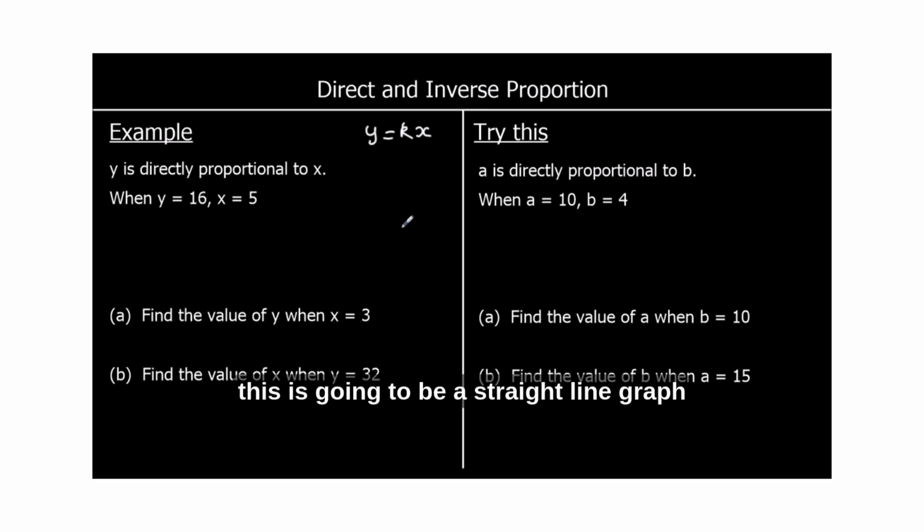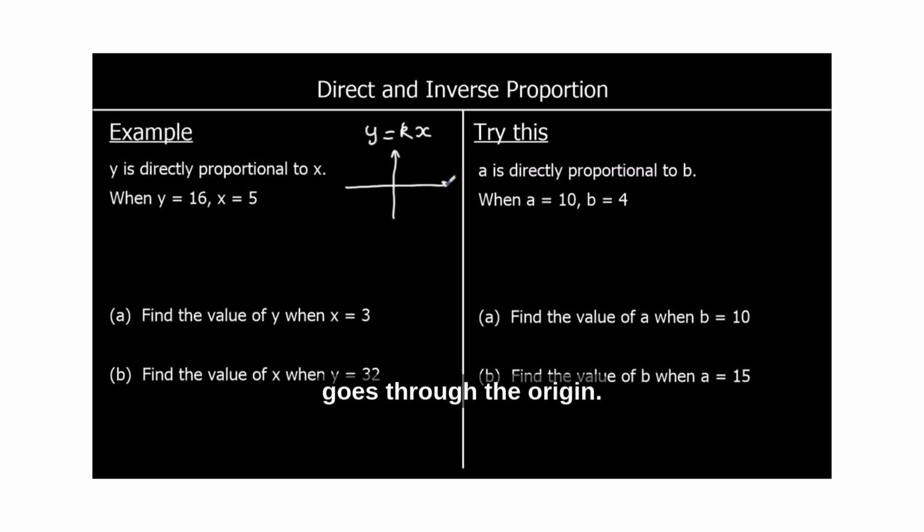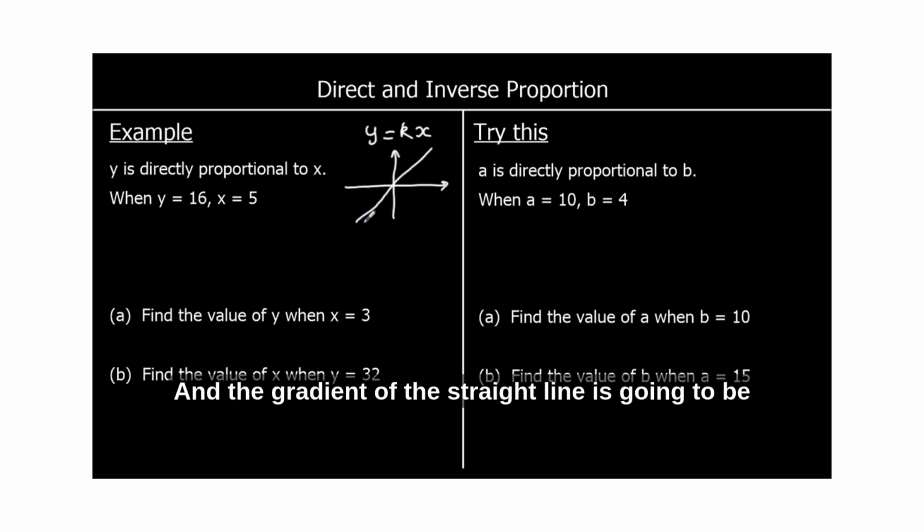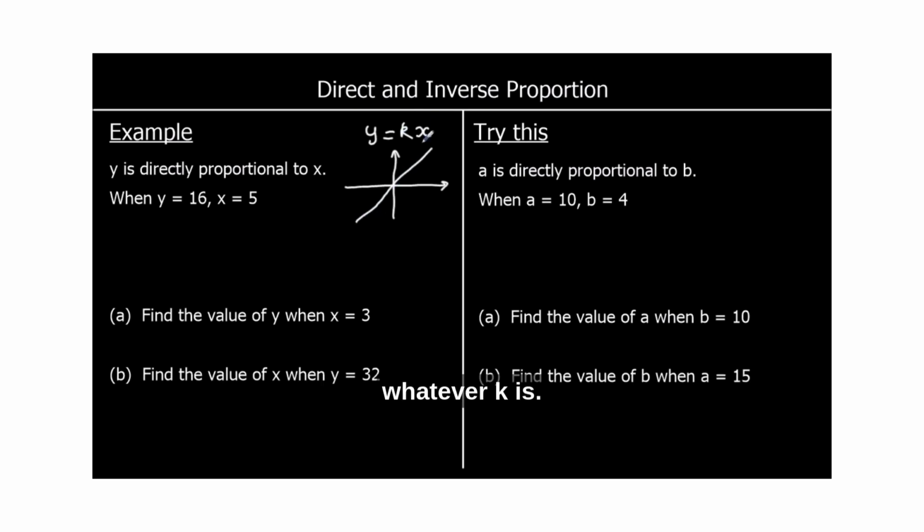On a graph, this is going to be a straight line graph that goes through the origin. So it's got no plus c, no y-intercept. It goes through 0, 0. And the gradient of the straight line is going to be whatever k is.